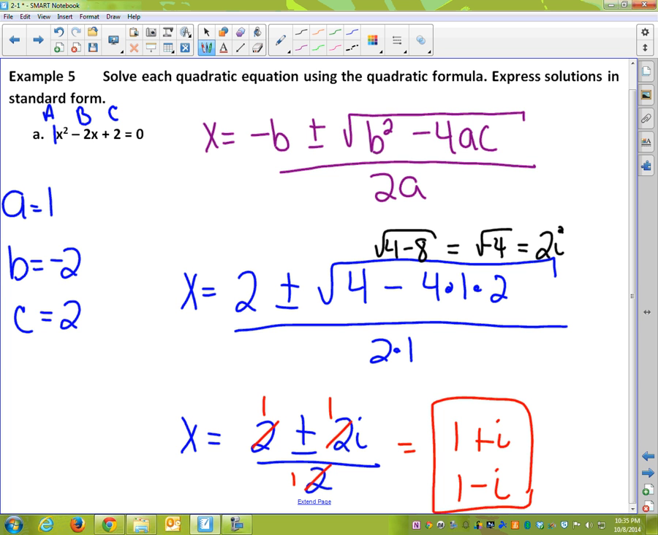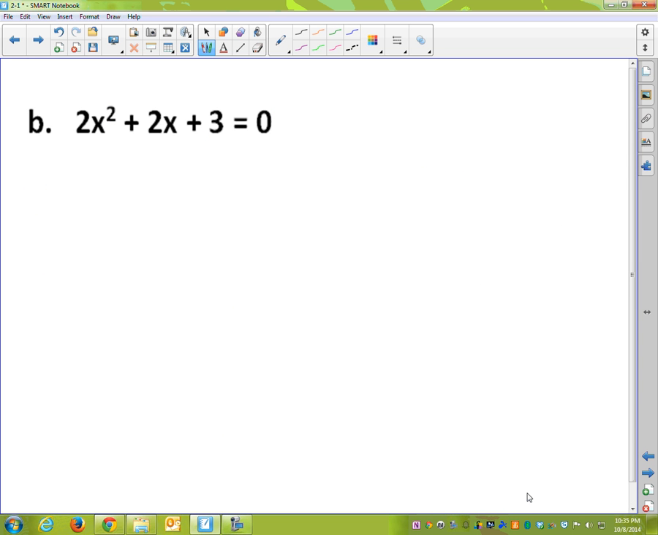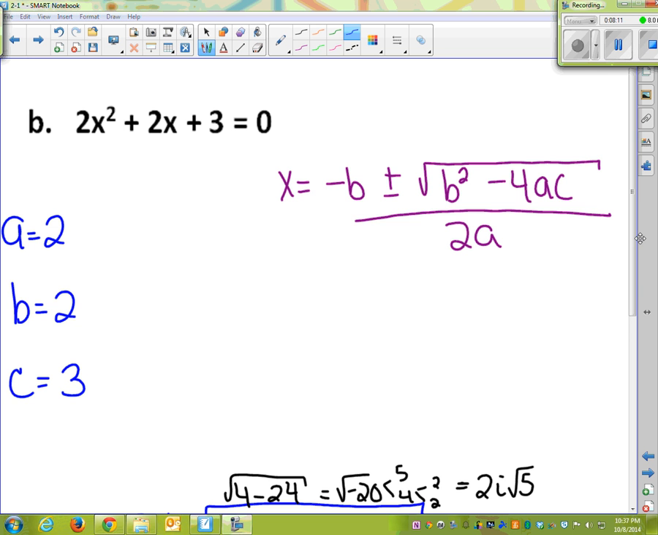I'll give you one to try. Go ahead and push pause while you do the work and then resume play to check your answer. All right, this is walking through my work. A, B, and C. A is 2, B is 2, and C is 3.